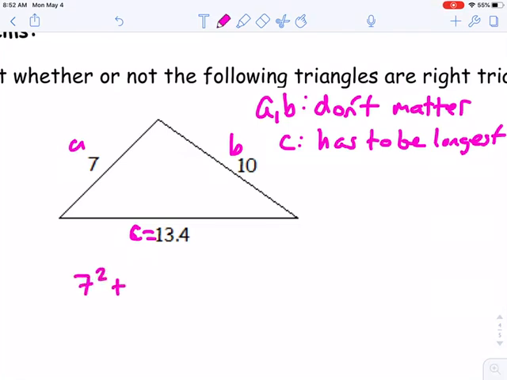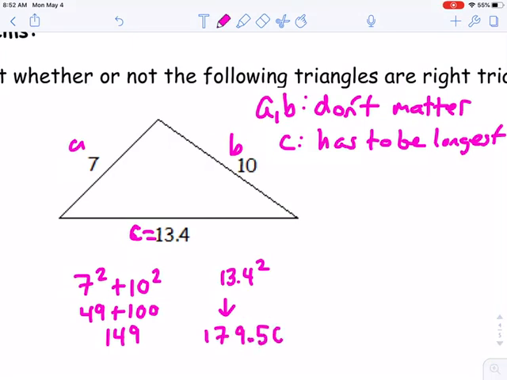Regardless, we're going to do 7 squared plus 10 squared. I'm just going to compute that number first, 149. Now over here I'm going to do 13.4 squared, which has a goofy decimal, so I have to use my trusty calculator.